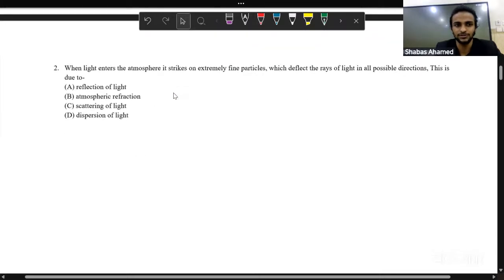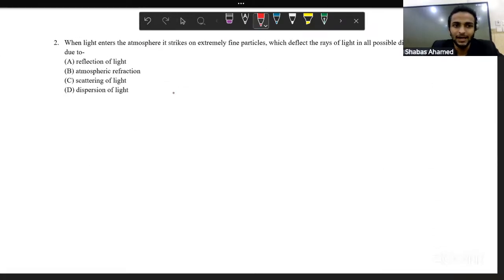Now the next question. When light enters the atmosphere, it strikes extremely fine particles, which deflect the rays of light in all directions. This is due to what? The light is hitting atmospheric particles and spreading in all directions. What is that phenomenon? Reflection? Nope. Is it atmospheric refraction? No. Scattering, yes, we can say scattering of light. That is the answer, scattering of light.